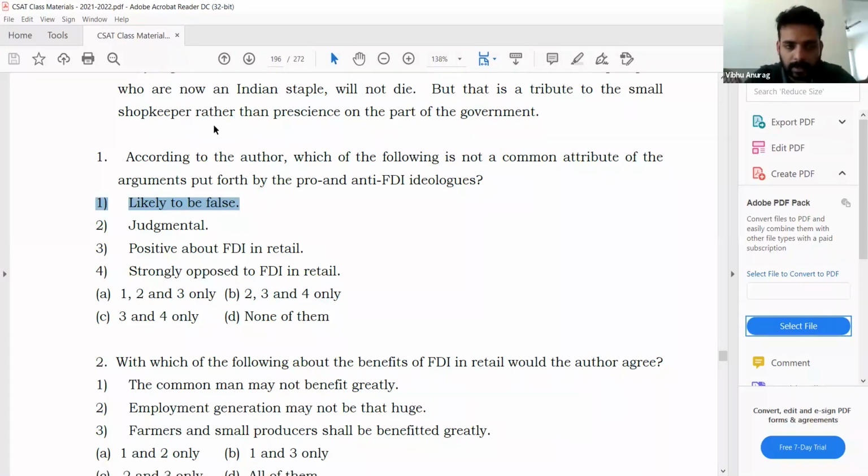Yeah, let's discuss the first question. Both are likely to be false. So common. What am I looking for? Which of the following is not a common attribute? So eliminate 1. Both are likely to be false. That is common. Second, judgmental. Are both likely to be judgmental? So judgmental is a common or not common attribute? Both are likely to be judgmental. Common or not common? What do you think?